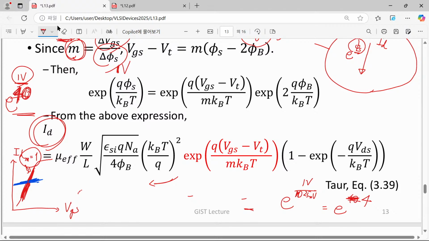Although we are talking about ID current, on current, in reality one of the most important things is actually off current. And off current, its slope and value, are so important. So I wanted to stress the importance of this m value once again, and we will keep this discussion in our later lecture.